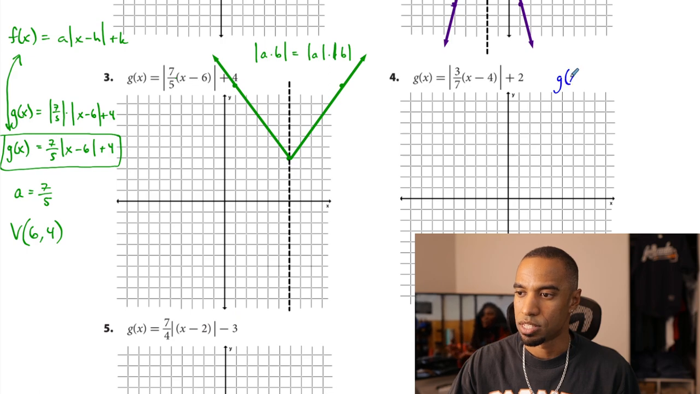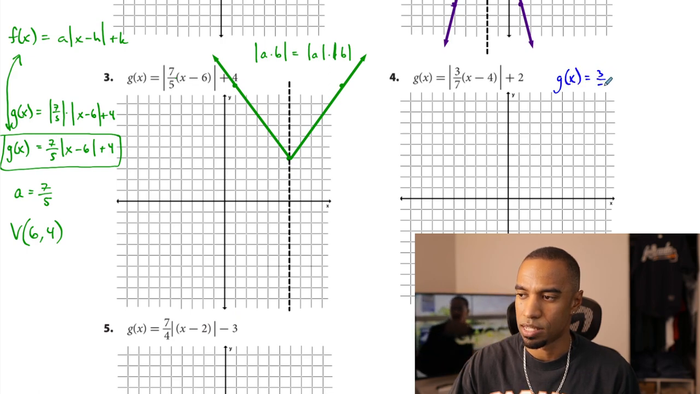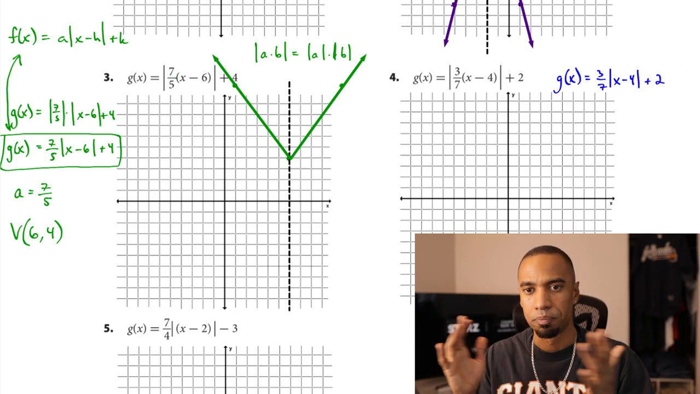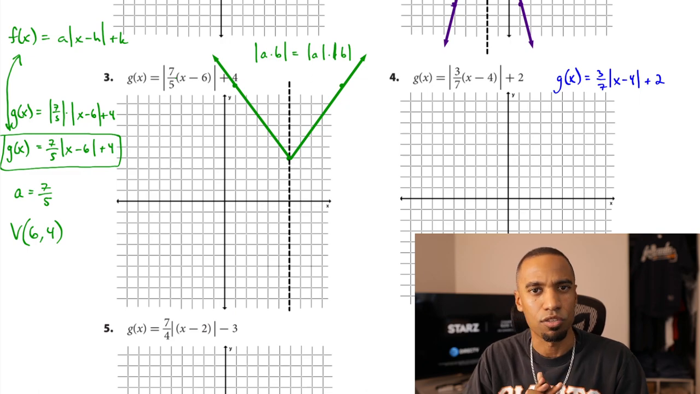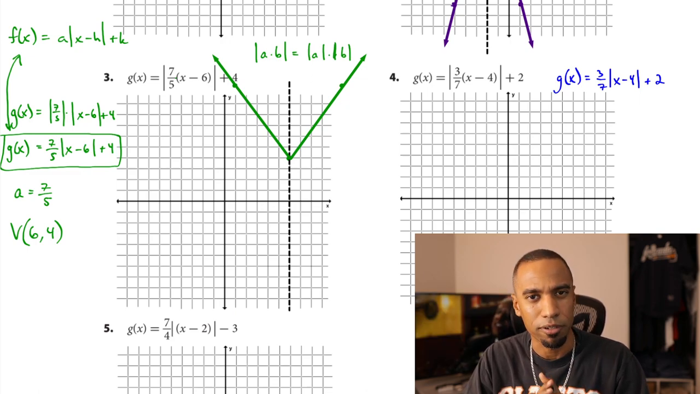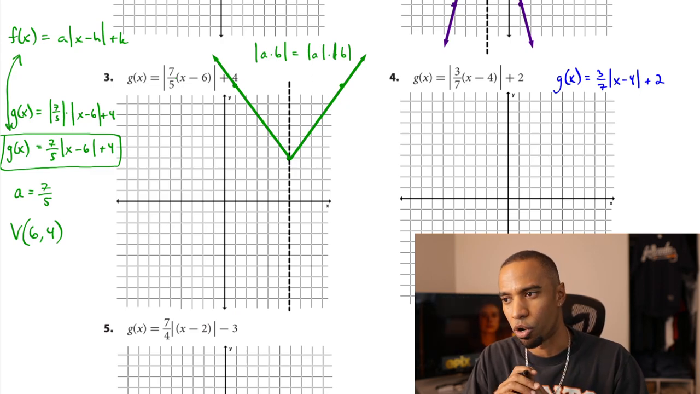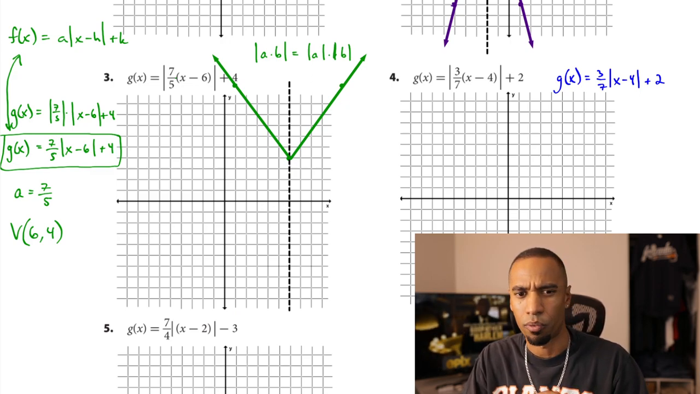So this is the equivalent to 3/7 times the quantity x minus 4, and then close that, and then plus 2. Same thing, just get it in its form for comfort, and make sure you're safe with it, because you don't want to mess up if it's not right.